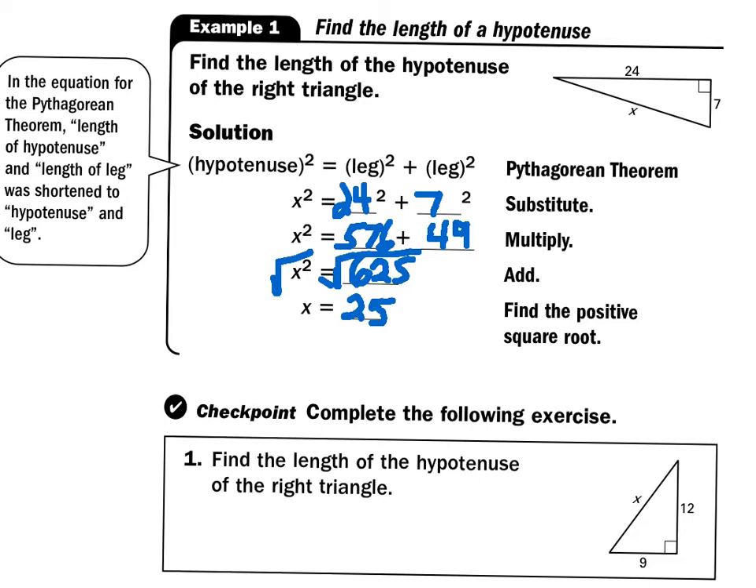Okay, checkpoint. Find the length of the hypotenuse. So do this one just like we did the one above, and then start the video again when you're through.